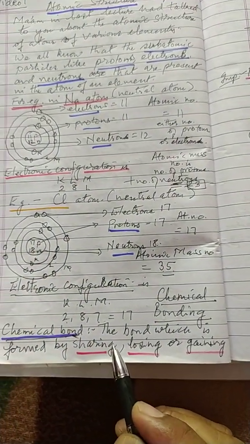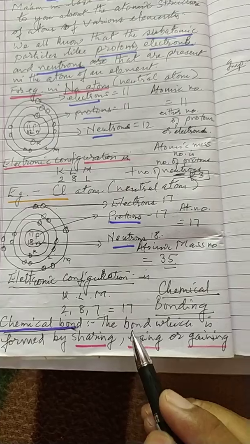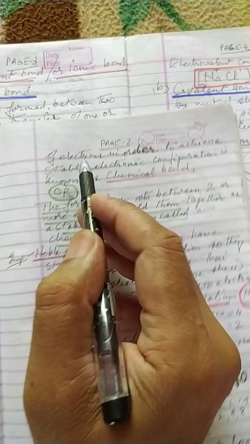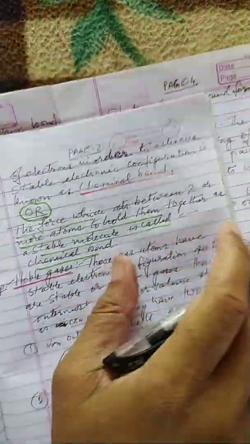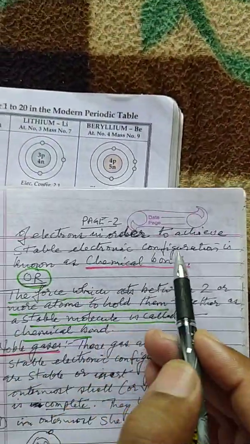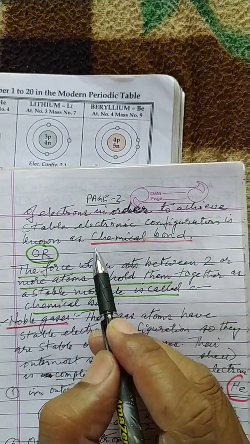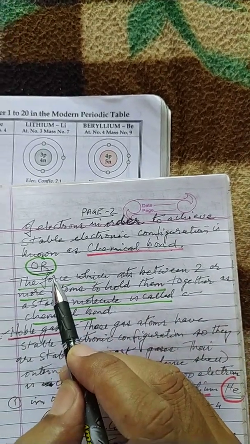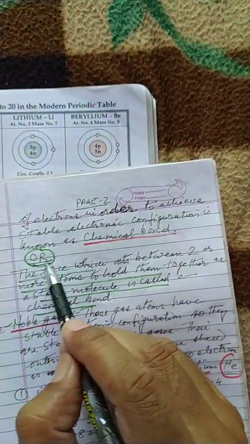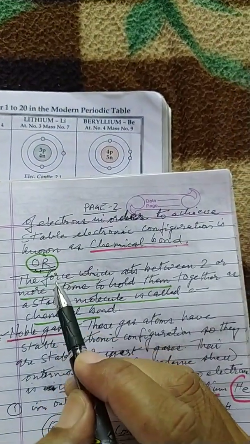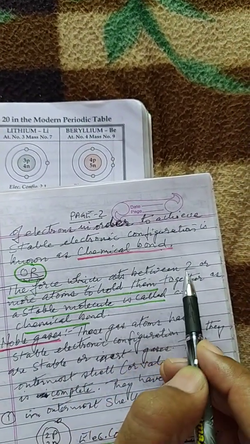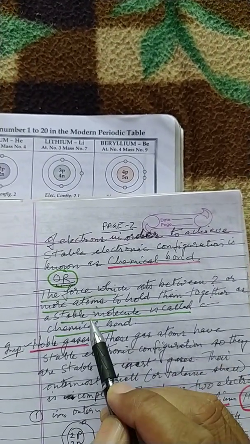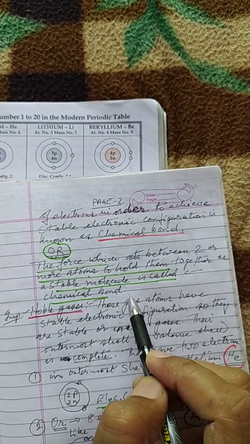So what is a chemical bond? Once again, children, let us see. The bond which is formed by sharing, losing or gaining of electrons in order to achieve a stable electronic configuration is known as a chemical bond. So stability needs to be reached. Or we can also define a chemical bond as the force which acts between two or more atoms to hold them together as a stable molecule.